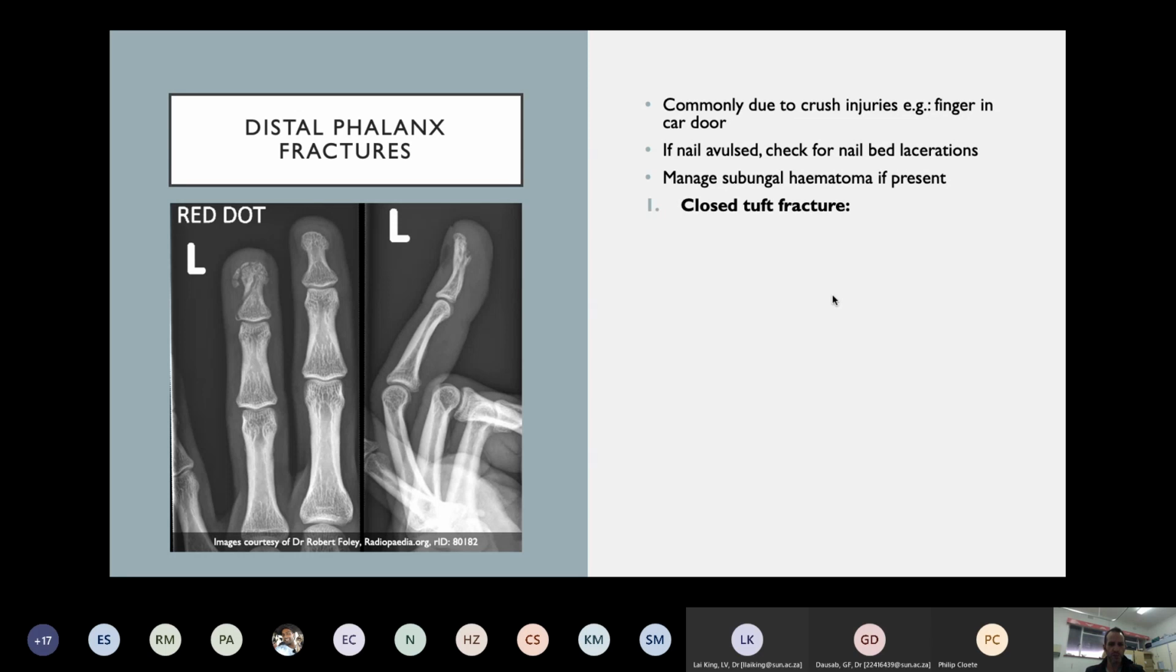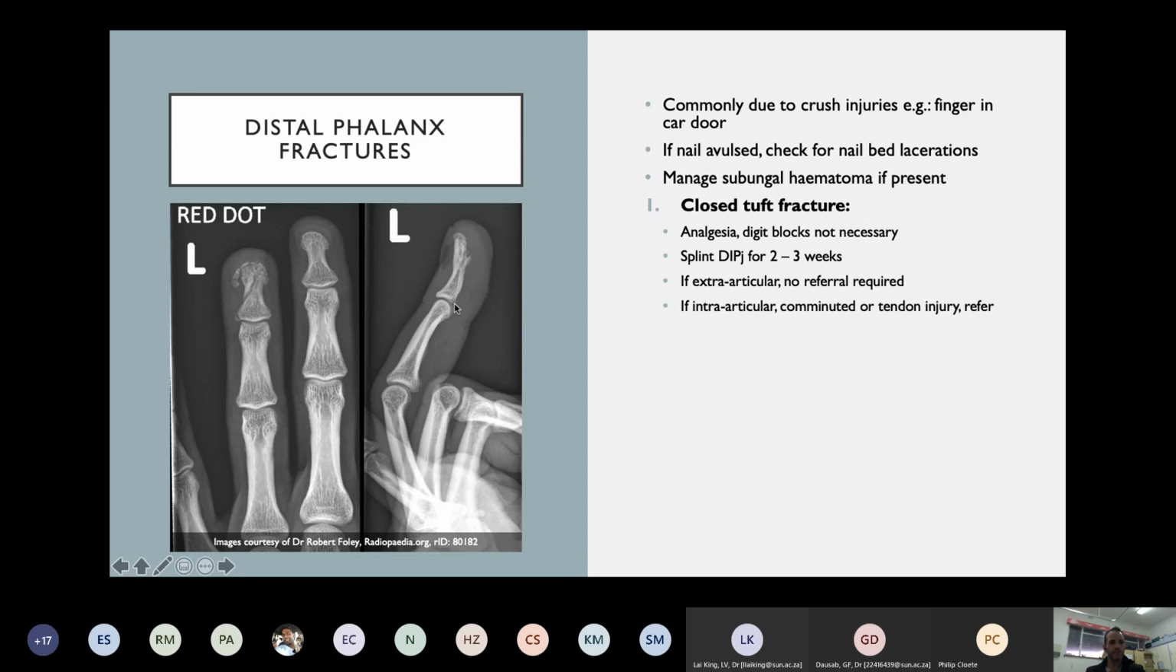These are quite simple to treat. If it's a closed tuft fracture, so no nail avulsion or open lacerations, give analgesia and splint. You can apply just a mallet splint to immobilize the distal interphalangeal joint for 2 to 3 weeks. If the fracture is extra-articular, like the X-ray shown, they don't need referral. If the fracture is intra-articular involving the distal interphalangeal joint, if the fracture is comminuted, or if there's associated tendon injury, these guys need to be referred.